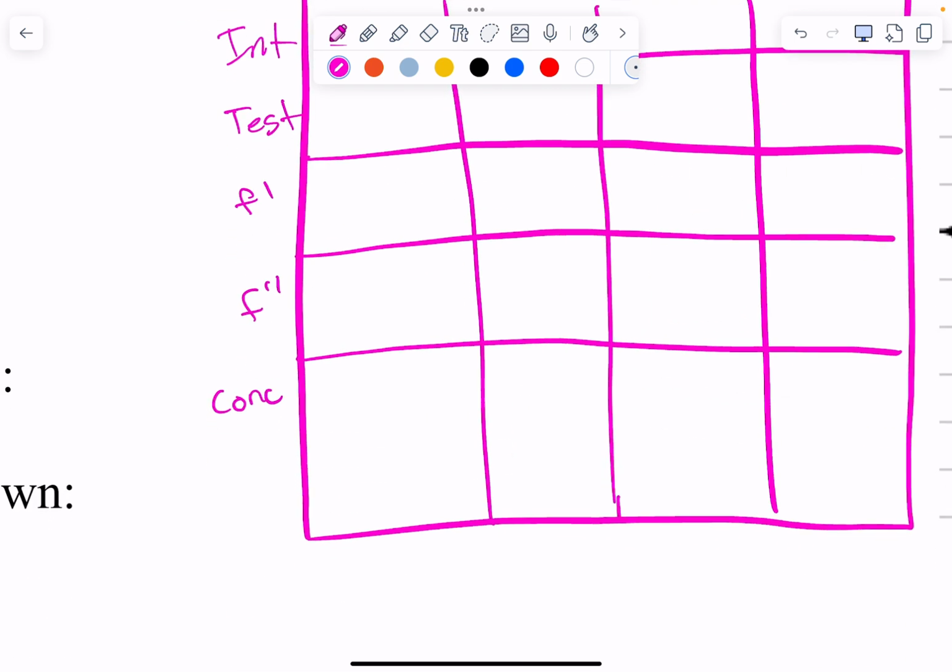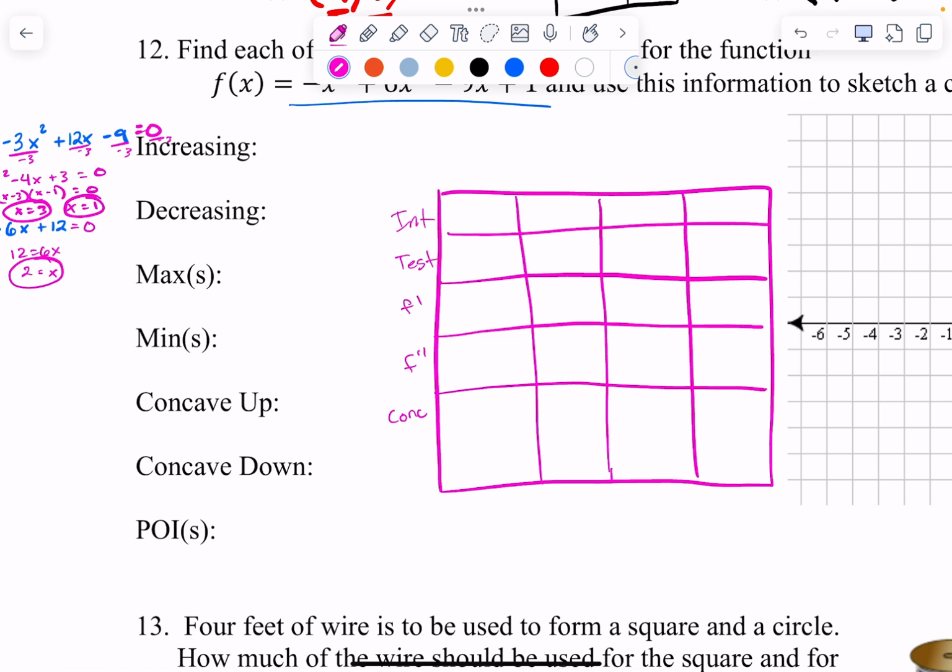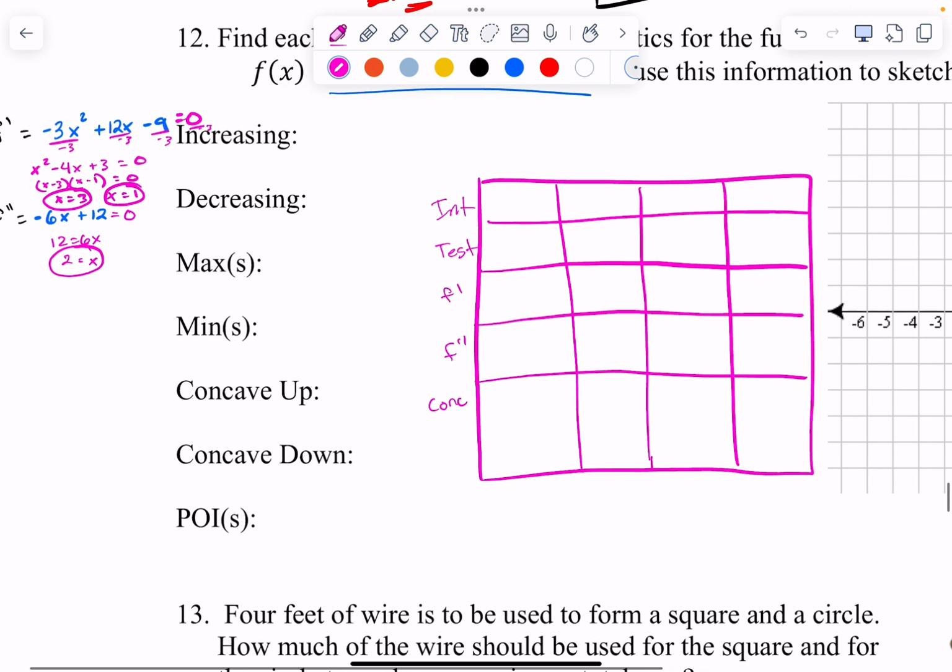All right, we're going negative infinity to what? 1. We're going 1, 2. 2, 3. 3, infinity. All right. So what should we use? 0, of course. 1.5, 2.5, and 4. Sure. All right.